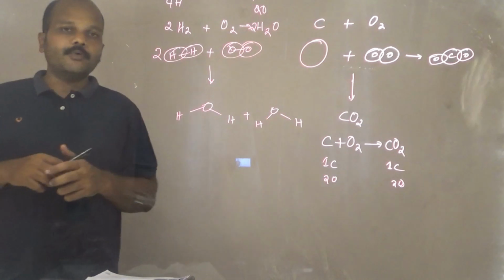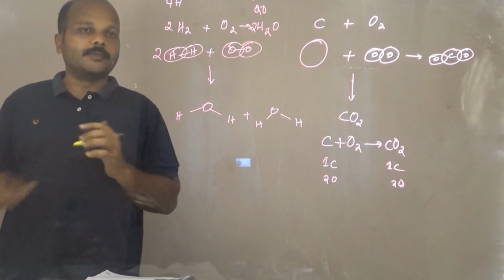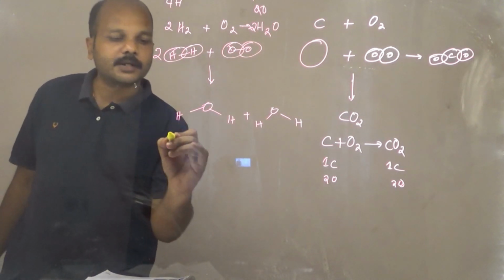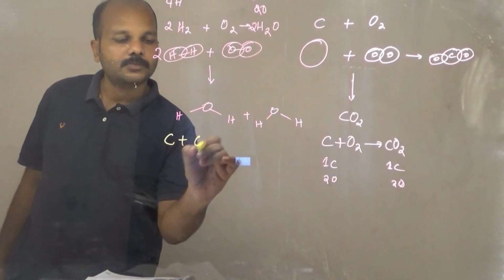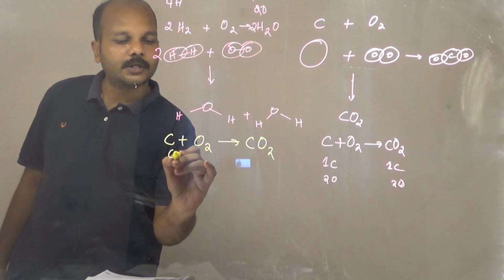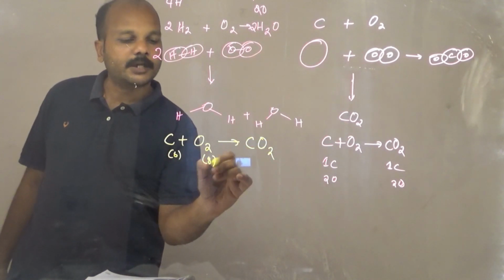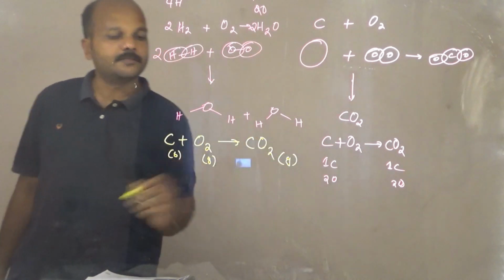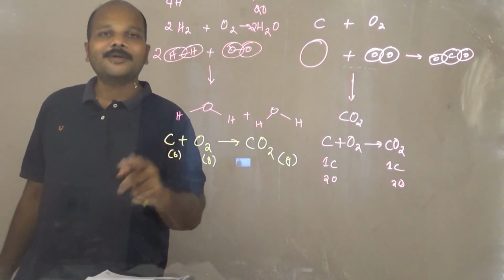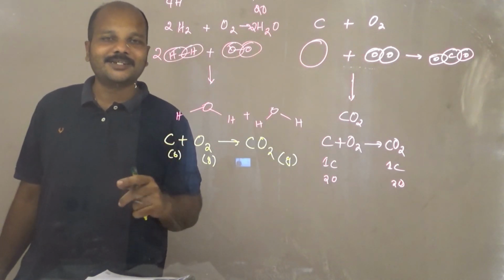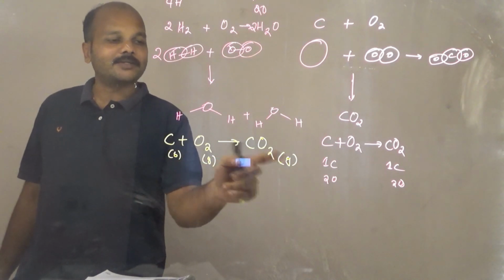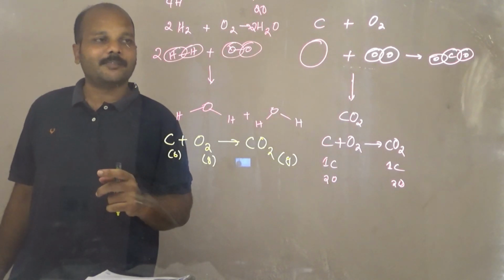One of the very important things to remember is that whenever you are writing an equation, you should write the state symbol. For example, C plus O2 gives CO2. Here it is solid, here it is gas, and this is also gas. Carbon is a solid, so you have to write S in the bracket. Oxygen is a gas, so you write G in the bracket. CO2 again, you write G in the bracket.